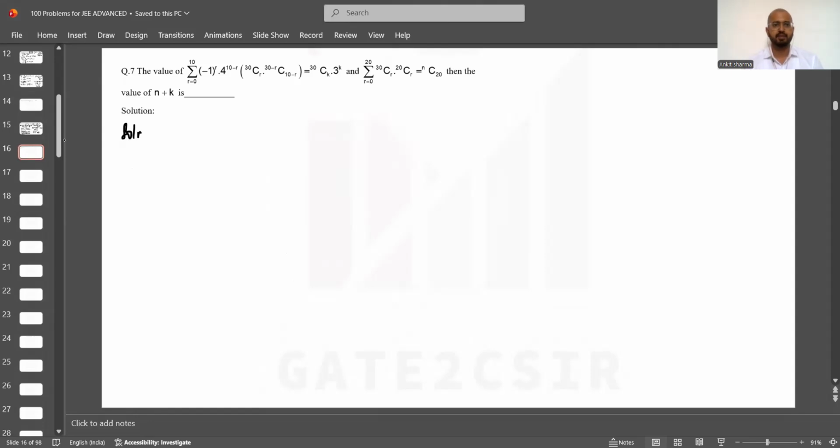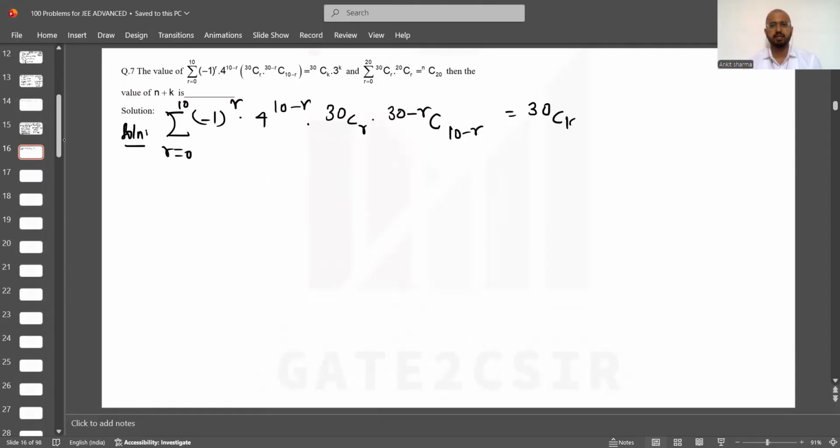Question number 7. This is asking us to find the value of the sum over r equal to 0 to 10 of minus 1 to the power r, 4 to the power 10 minus r, 30 Cr into 30 minus r C 10 minus r. This is given to be 30 Ck into 3 to the power k.